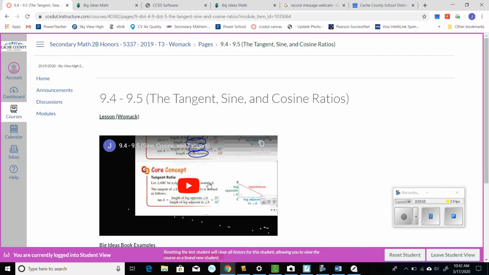The nice thing about a video is you can pause it whenever you want if you want to write stuff down, or if you want to work through an example before I do it, you can do that. As you go through your assignment, you can rewind the video and you can look back at it and see all the examples we've done.